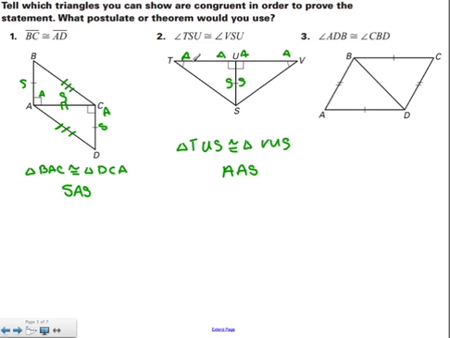And then we can prove that this angle down here, TSU, is going to be congruent to this angle out here, VSU. Our third one, we could probably prove these two triangles congruent by side. So we'll just say triangle ADB is congruent to triangle CBD, and that would be by the side congruence postulate, and then we'd be able to prove these angles, ADB down here, is congruent to CBD right up there.